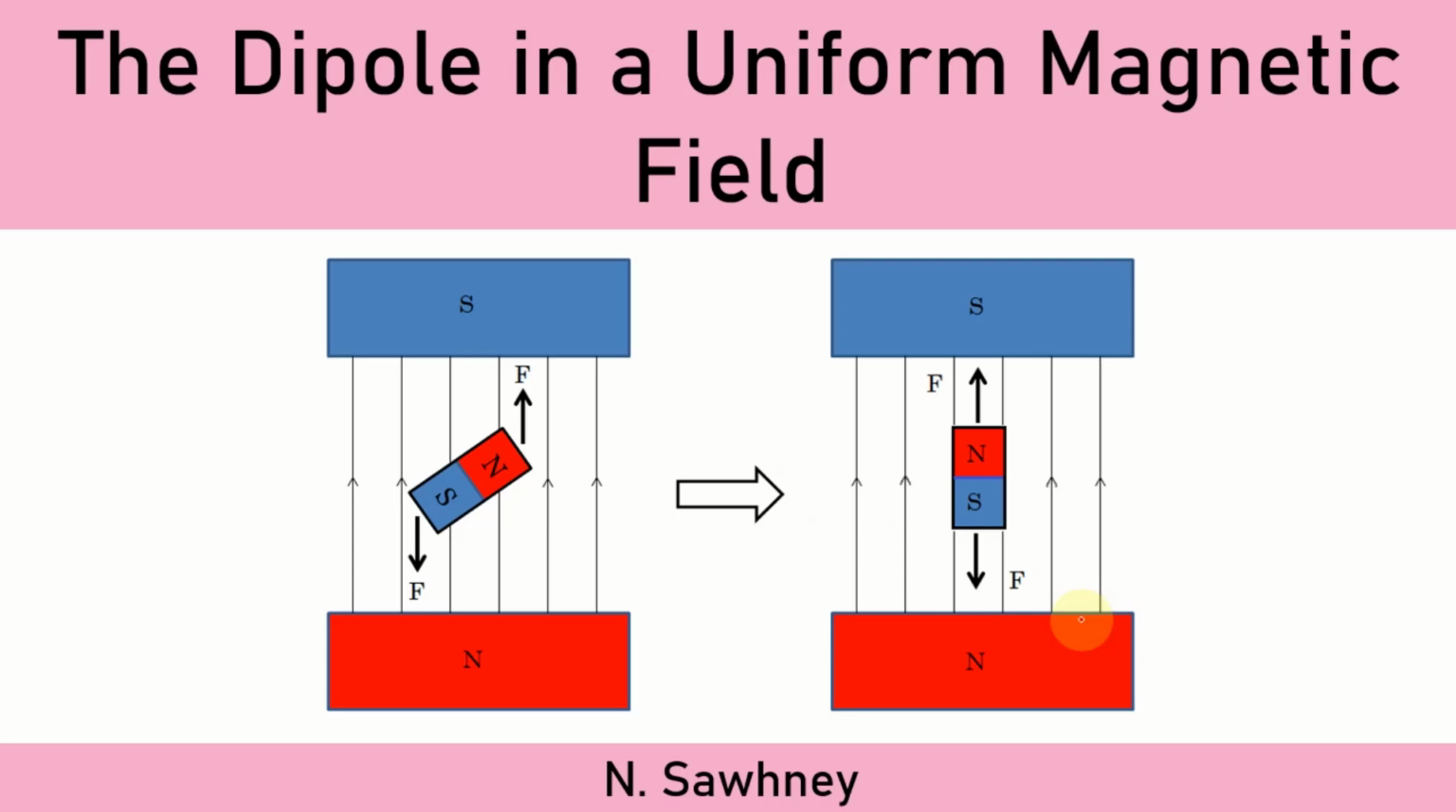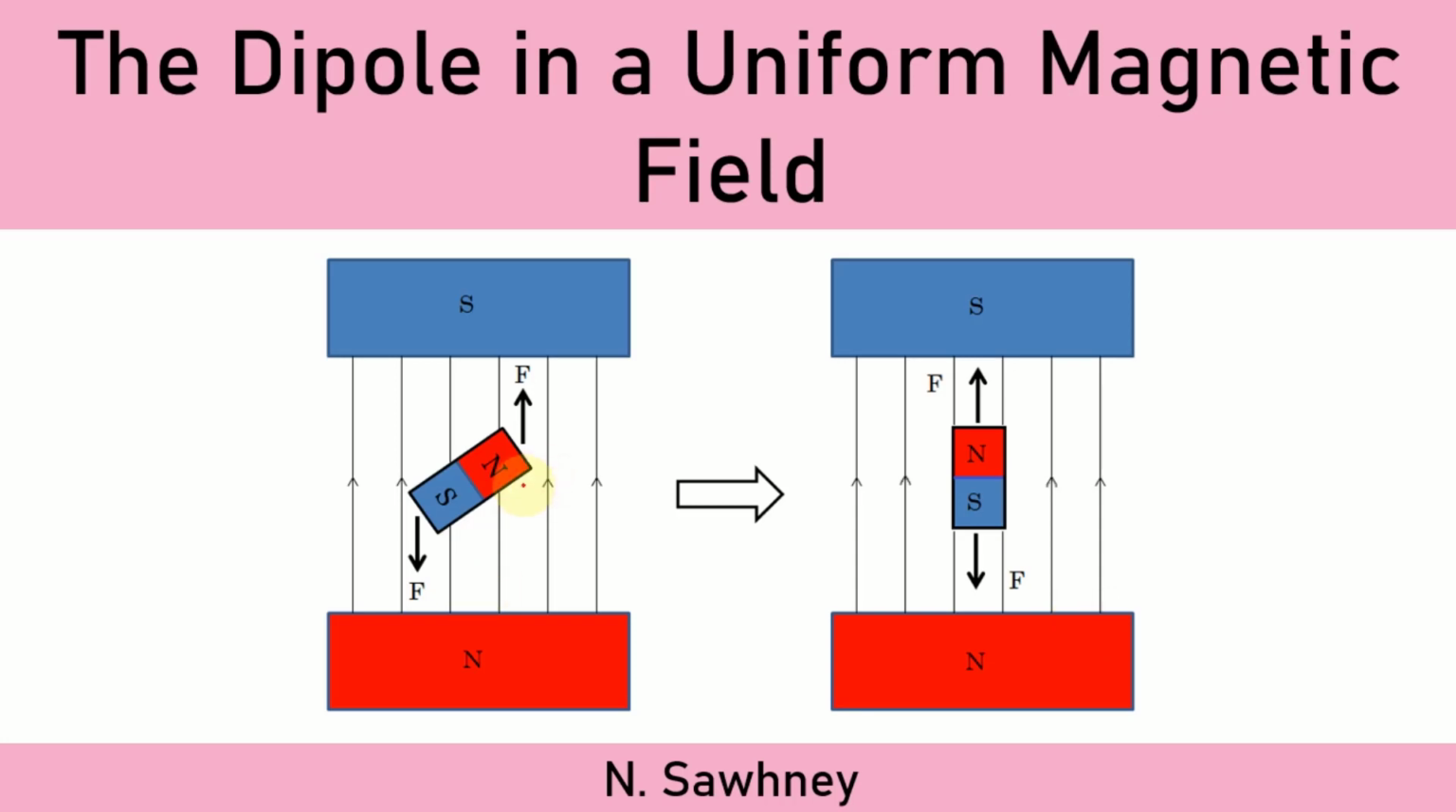Hello students, in this video we will study the behavior of a magnetic dipole when placed in a uniform magnetic field. But before going ahead, you must watch my previous videos of this chapter, Magnetism and Matter, to understand this topic in a better way. Also, you must be aware of the electrostatic analog of magnetism.